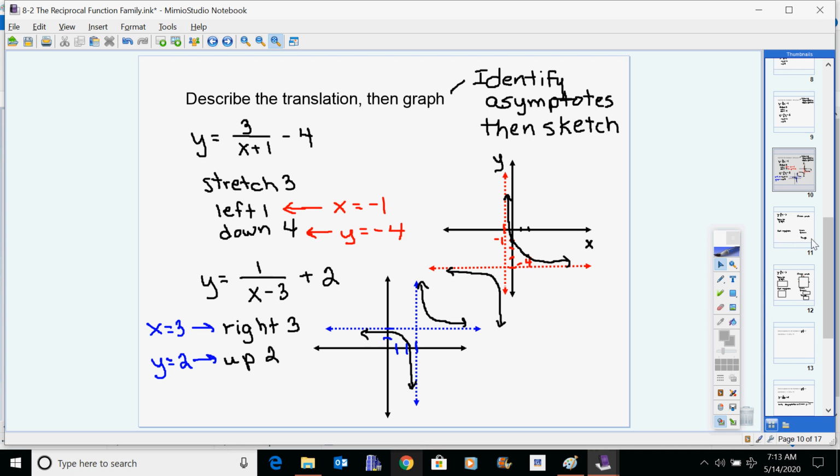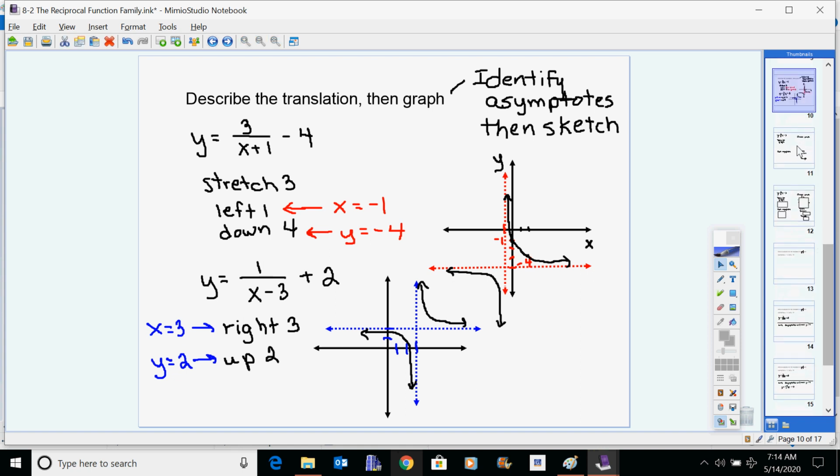Okay, so we could talk about domain and range on each one of these. The domain here, the x values, is everything except x does not equal negative 1. And here the range would be y does not equal negative 4. Our domain here would be x does not equal 3, and our range would be y does not equal 2. And we've got some more to do.